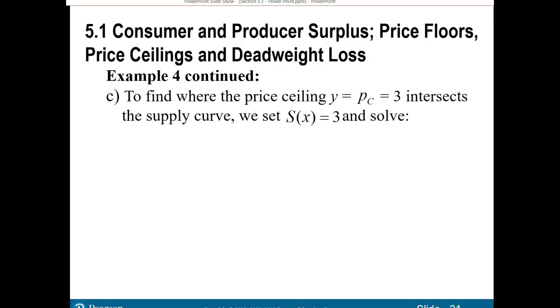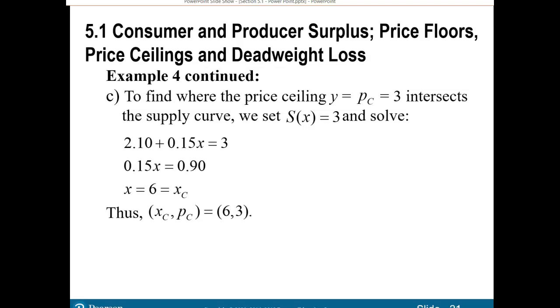All right, to find where the price ceiling, which was given, remember, in the problem, being the price ceiling of $3, so P sub C, $3, intersects the supply curve, we set the supply curve equation equal to that 3. So supply equals 3. Solve for x. So they just subtracted the 2.10 from both sides, and when you divide by the 0.15, you get x equals 6. So that's the x coordinate that goes with our 3 that was given for the y coordinate. So our x sub c, p sub c would be the ordered pair 6, 3.